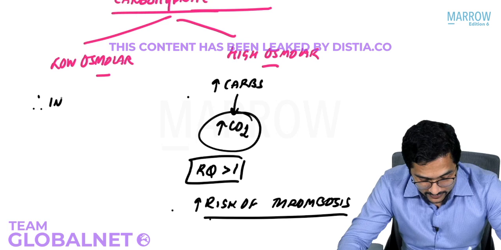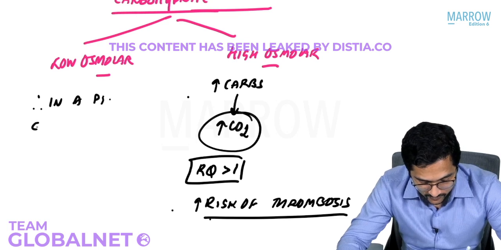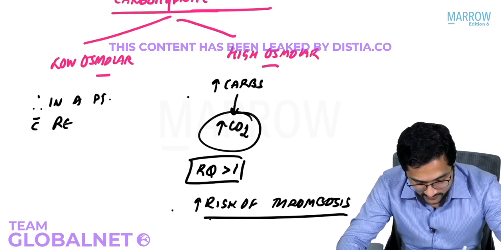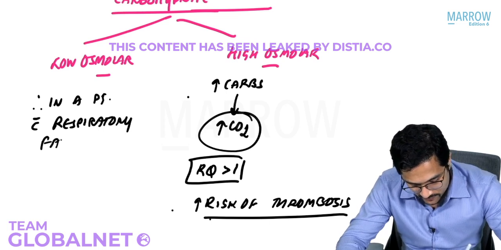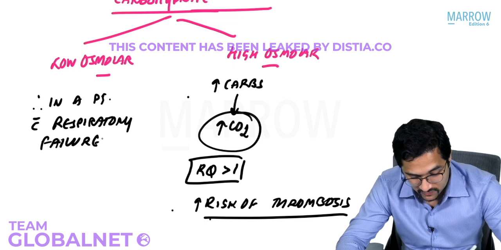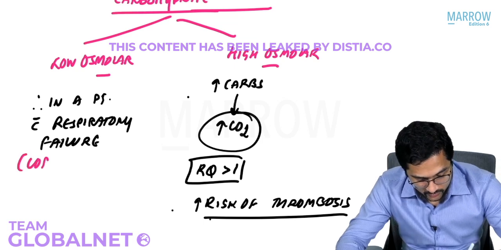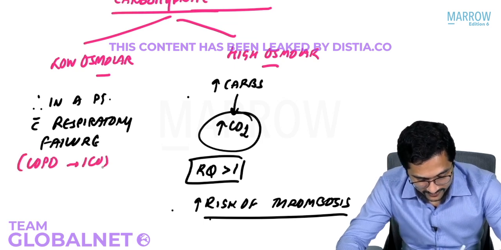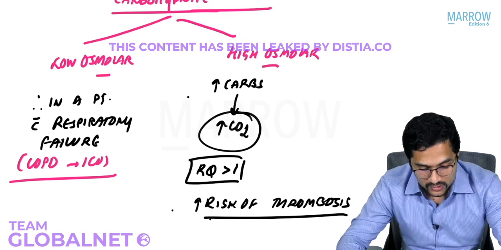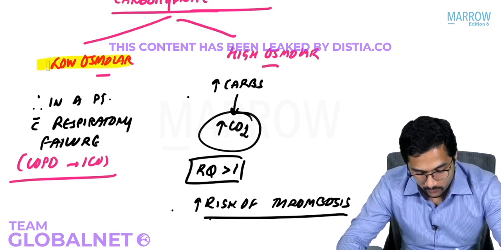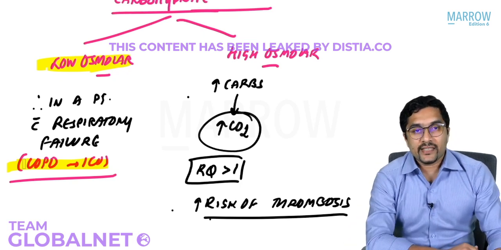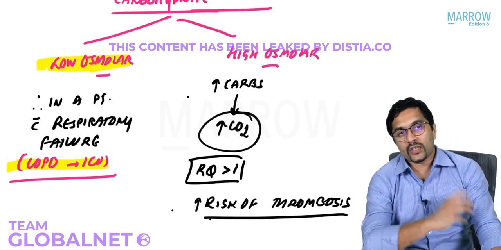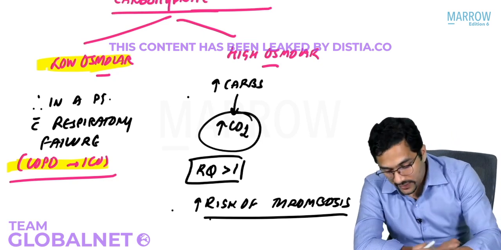Therefore, in a patient with respiratory failure, this question was asked in the exam. In a patient with respiratory failure, supposing you have a patient with COPD who's in the ICU, right? There you will use a low osmolar solution, because I want less carbohydrate in this patient so that less CO2 is produced. So we use low osmolar solutions in pulmonary failure.